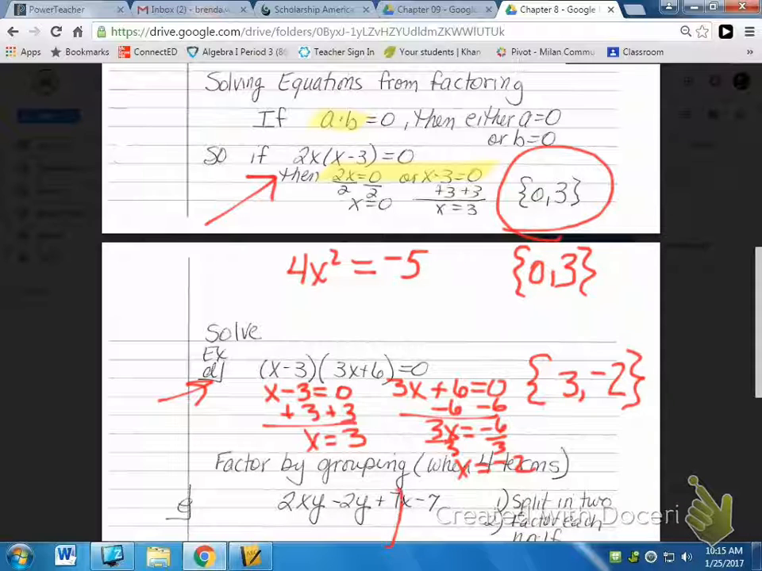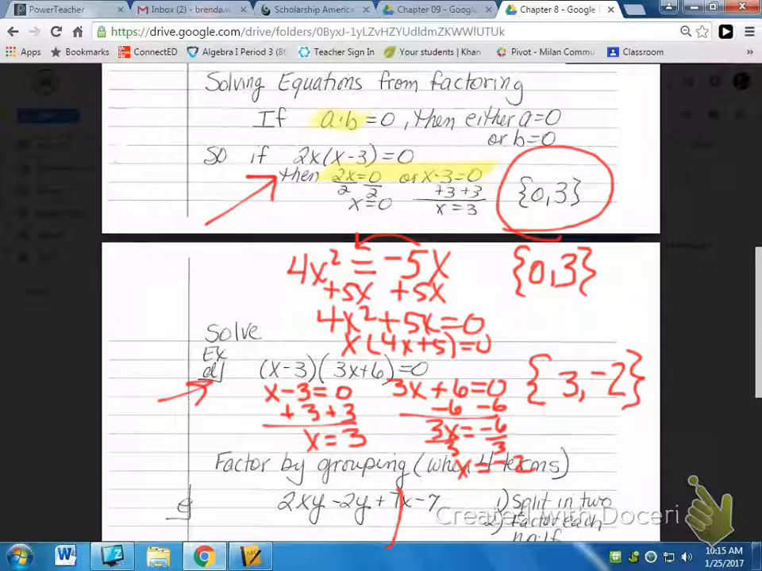Let's do this one. 4x. So you set them equal to 0. You add the 5x, set it equal to 0, and then factor. Okay? So that's what you would do on those. If they're not equal to 0, you bring everything over to the other side so it is equal to 0.